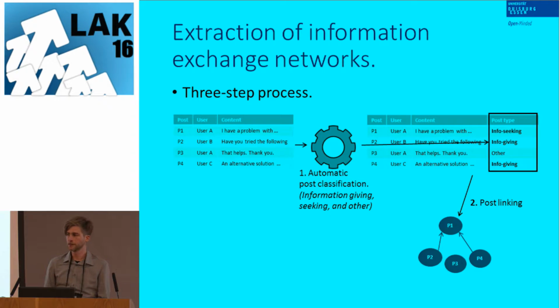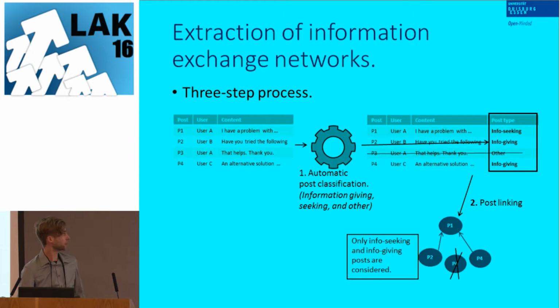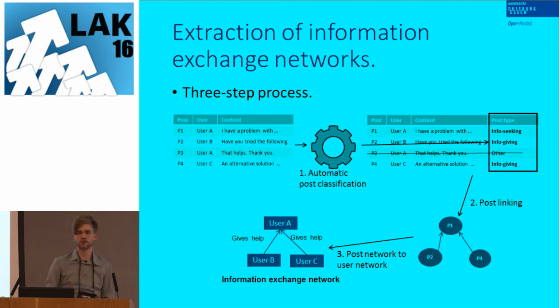Once we have the tagged posts, we can link help seeking posts and help giving posts. So post 1 is a help seeking post, followed by 2 help giving, information giving posts that are linked to it. Post 3 is an other post, which will be ignored, so it will not be part of the network. Once we have the post network, it is easy to derive a social network between the users who provide information to each other. So user A receives help from user B and C.